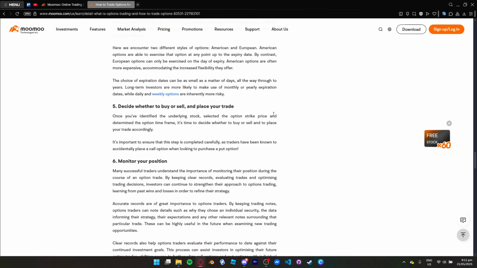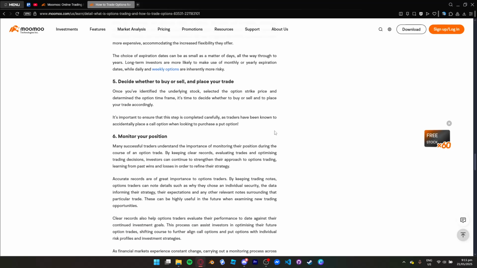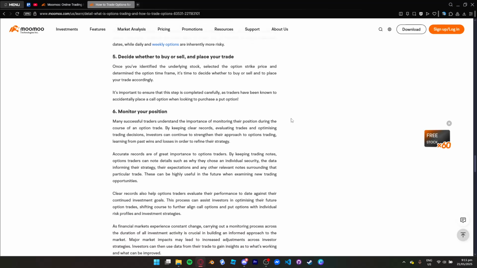And then step 5, decide whether to buy or sell and place your trade. So once you identified the underlying stock, selected the option strike price, and determined the option time frame, it's time to decide whether to buy or sell and to place your trade accordingly.